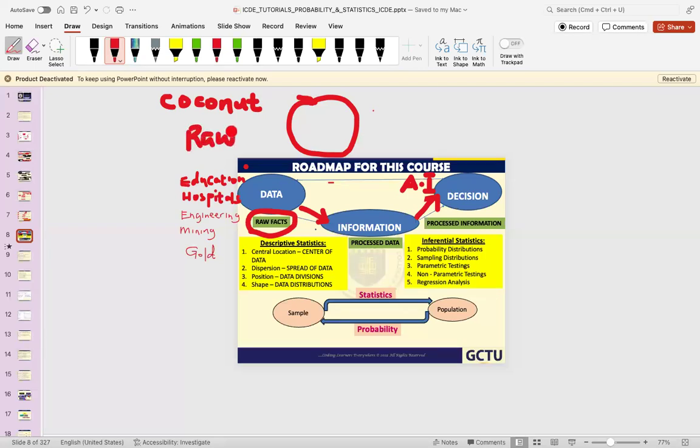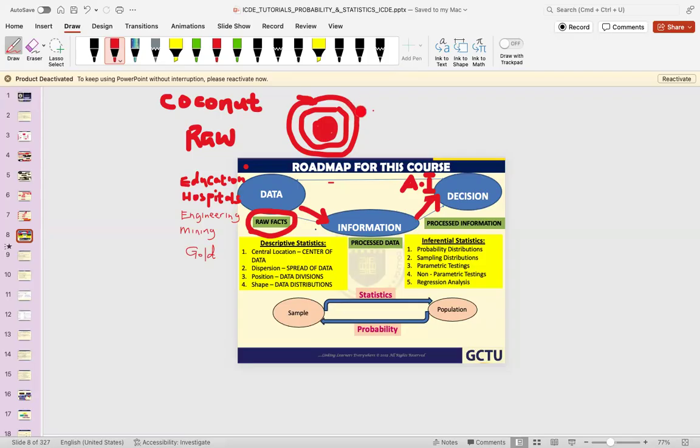Okay, it's raw. But the good thing is that the coconut has 3 layers. You have the first layer, you have the second layer, you have the third layer. And that is where you have the coconut juice.